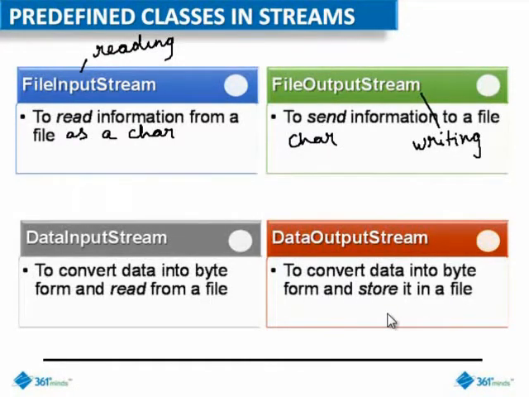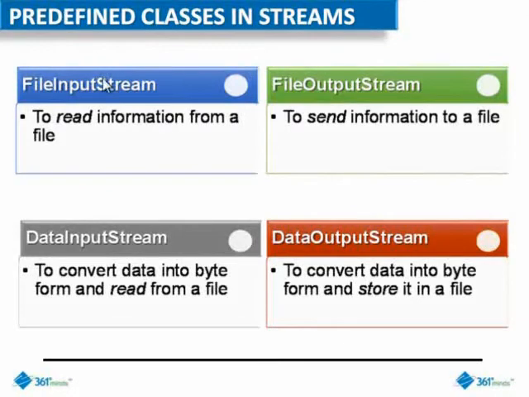and writes. Now, suppose I use the data output stream to write something into a file, and I use the file input stream to read the information that has been stored in a file. What will be my output? I'll only get data in the byte form. Or in other words, if I use the file output stream to save something into a file, and I use the data input stream to read that file, what will I get? I'll get the data in the byte form. So this is how streams are used.